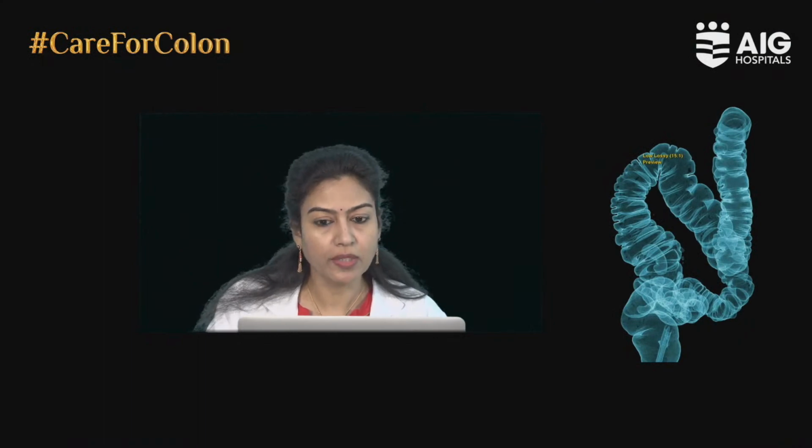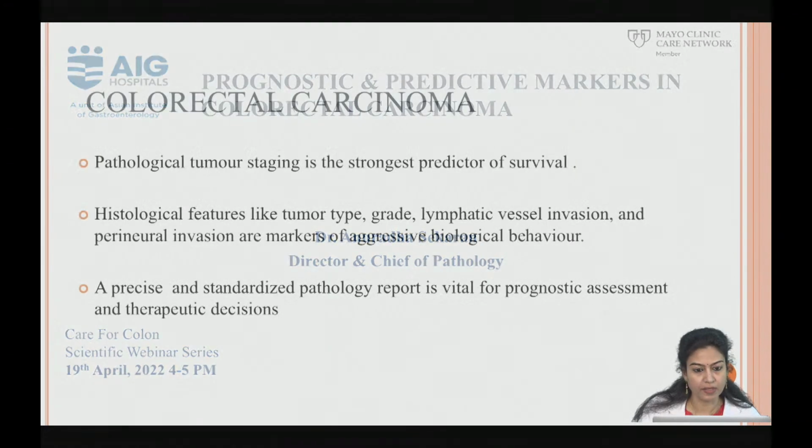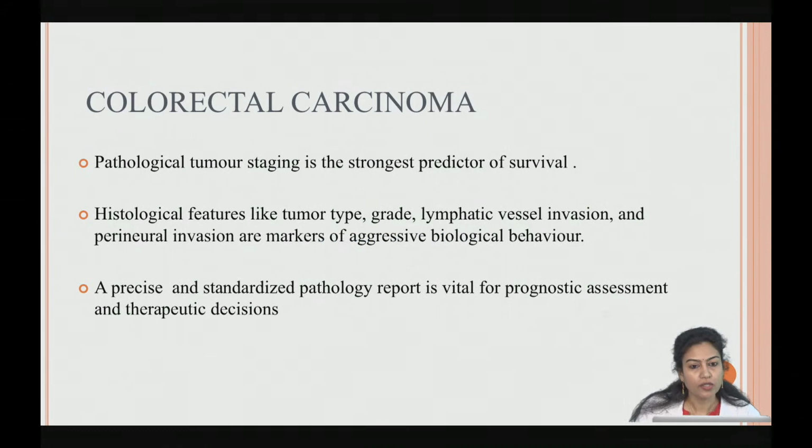Today I'll be talking about the prognostic markers and a few predictive markers which we can see in the histology specimens which are submitted. As we know, the pathological tumor staging is probably the strongest predictor of survival, but there are various histological features like the tumor type, the tumor grade, vascular invasion, perineural invasion, and others which are important markers which indicate aggressive biological behavior. So, a precise and standardized pathology report is very vital for optimal prognostic assessment and further therapeutic decisions.